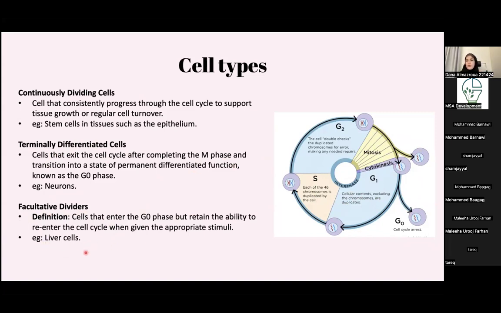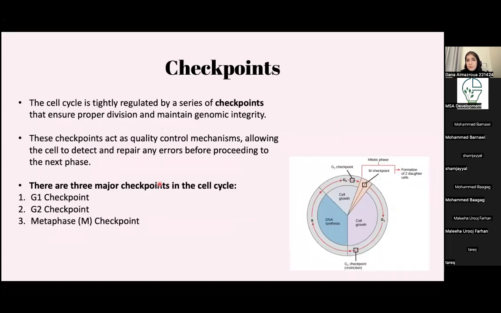Now, I don't know if you've heard of that, but the liver is capable of growing again. This is why we can donate parts of our liver. This is why liver donation is a thing, because you can cut a part of the liver and then the liver, subhanAllah, it just grows again. And this is because the cells in the liver are facultative dividers. So they're initially resting, but then when someone resects a part of the liver, the cells can go back to the cell cycle and then divide again and produce more cells so the liver can grow again. So these are the different cell types in our body.